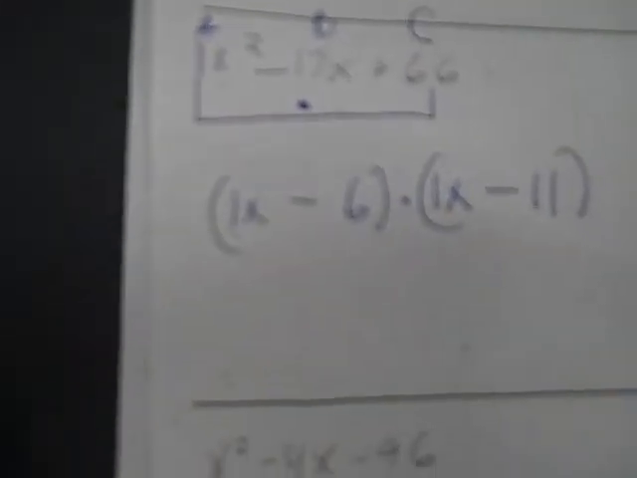So I got 1x, 1x, 6 and 11, they both be minus. One thing, don't automatically put that sign on this number, okay? That just tells you if they're the same or if they're opposite. Okay, x to the second power minus 4x minus 66, so A, B, C.